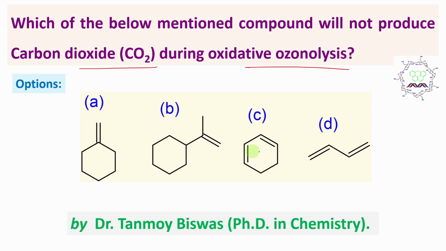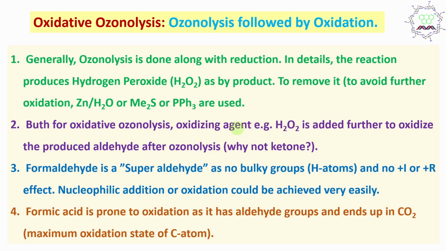If you look at these 4 options given and oxidative ozonolysis, let's learn a little bit about oxidative ozonolysis. This is nothing but ozonolysis followed by oxidation. Generally, when we do ozonolysis, we take ozone in carbon tetrachloride as solvent. Now, during this reaction, it produces hydrogen peroxide as a byproduct. What is the problem with H2O2? It can result in further oxidation.